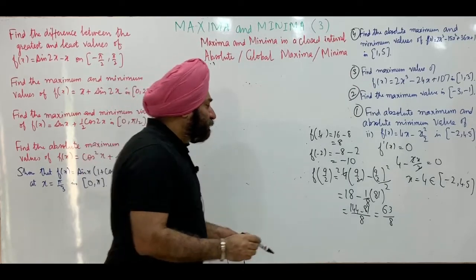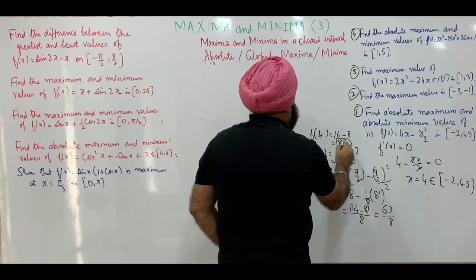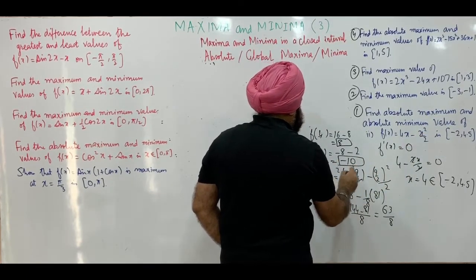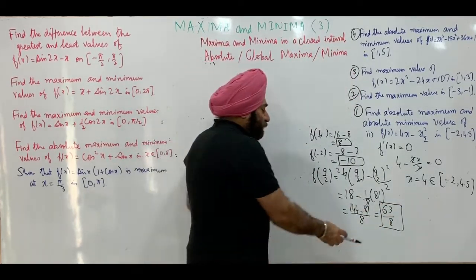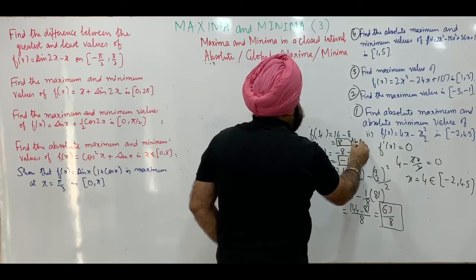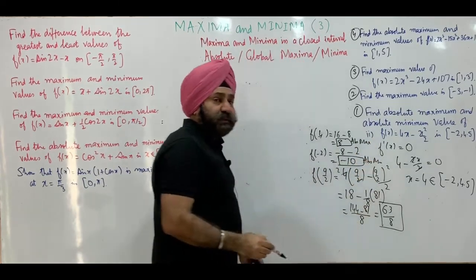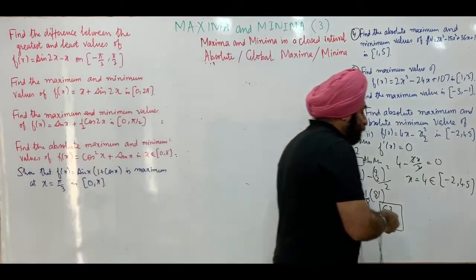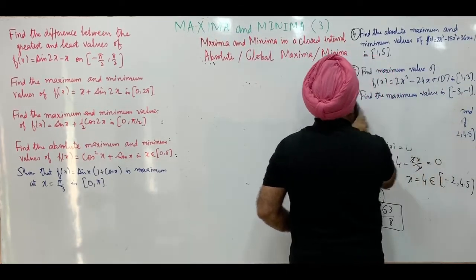Now we have 3 values. This is the value of the function at 4, this is 8. Value of the function at the starting point of the interval is minus 10, and at the end point, this is 63 by 8. This is less than 8, this is 8. So this is the absolute maximum value, and minus 10, this is the absolute minimum value. So in this case there are 3 values. Maximum out of 3 is the absolute maximum value, minimum of 3 is the absolute minimum value.